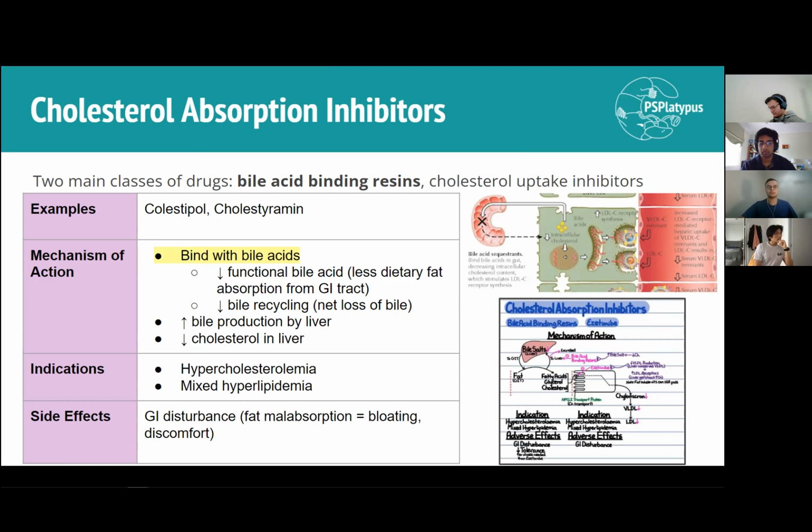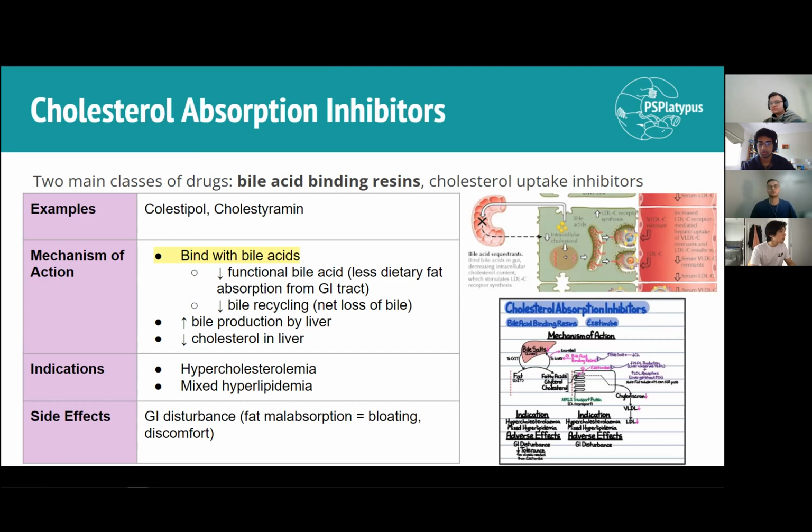And so what that means is your liver is going to try and deal with that low level of bile in your body by trying to pump out more and more and more bile, right? And again, if you're going to produce bile, you use cholesterol to produce bile. So you're going to decrease cholesterol in your liver. And so we have this very wonderful effect of, again, reducing cholesterol overall, and therefore reducing LDL in the long term as well. So it's used for hypercholesterolemia and mixed hyperlipidemia as well.